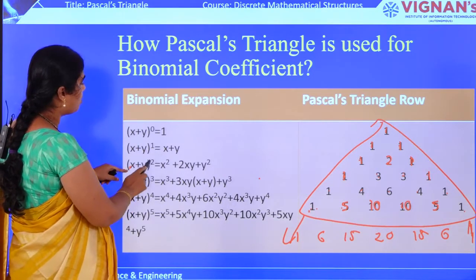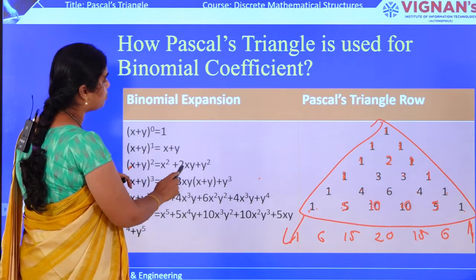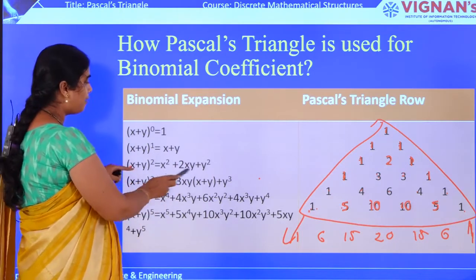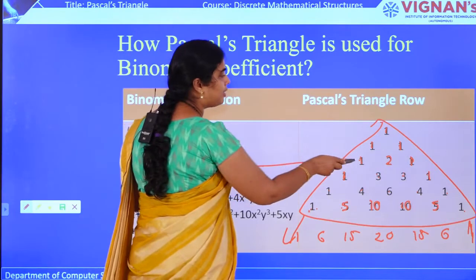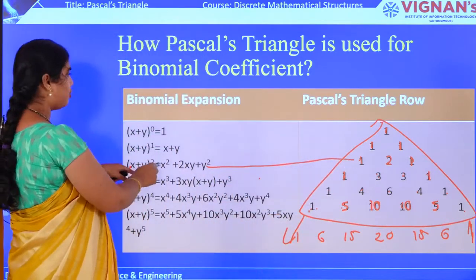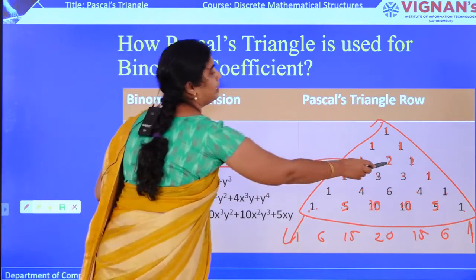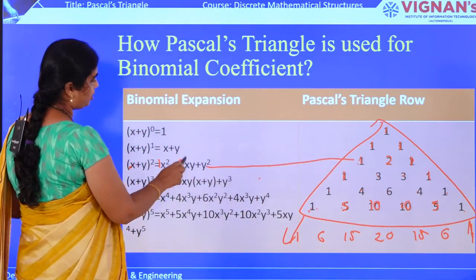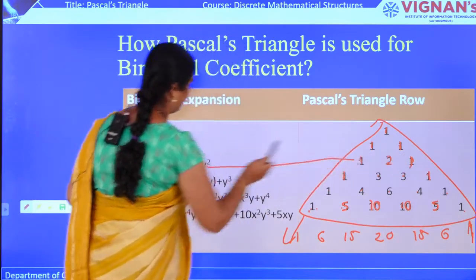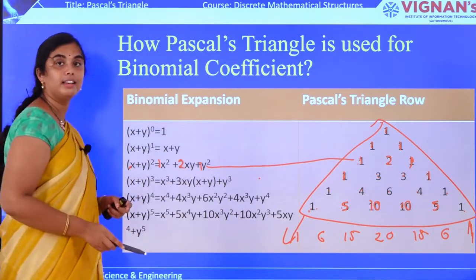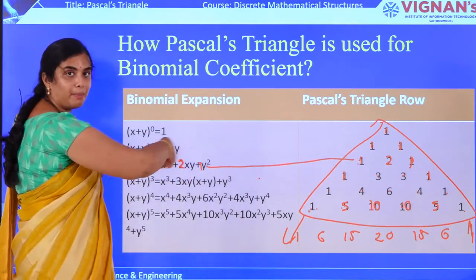See, this x plus y whole square is equal to x square plus 2xy plus y square. And if you compare with this third row of Pascal's triangle, if you observe, here coefficient 1 is there, here 2 is there, here also coefficient 2 is there, and again here 1 is there, here also coefficient 1 is there. So, you can get some point, right?